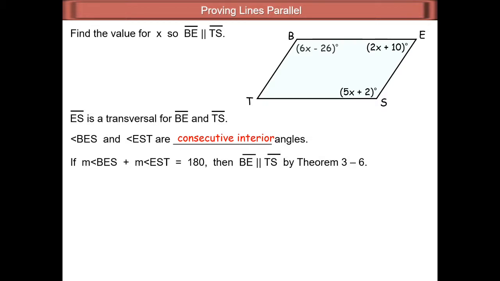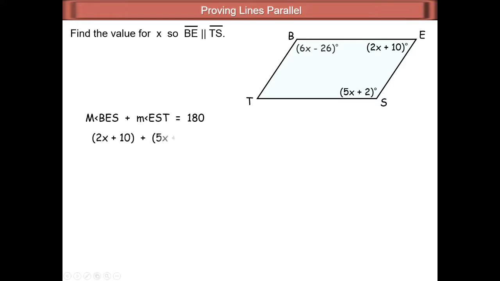Then I am going to use substitution, and instead of angle BES, I'm going to use 2x plus 10, and instead of angle EST, I'm going to use 5x plus 2, and I'm going to write this equation. Once I write the equation, I solve it by combining like terms, then I subtract 12, then I divide by 7, and I get that x is 24.